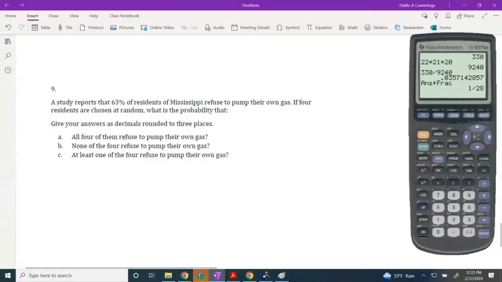A: All 4 of the randomly chosen people refuse to pump their own gas. B says none of the 4 refuse to pump their own gas. So that means they're pumping their own gas. C says at least 1 of the 4 people refuse to pump their own gas. So we're going to take a look at these one at a time, and then we're going to see how, for one of the answers, we have to use that answer to calculate another probability. Okay. So first, let's look at the first one. All 4, this is A, all 4 refuse to pump gas.